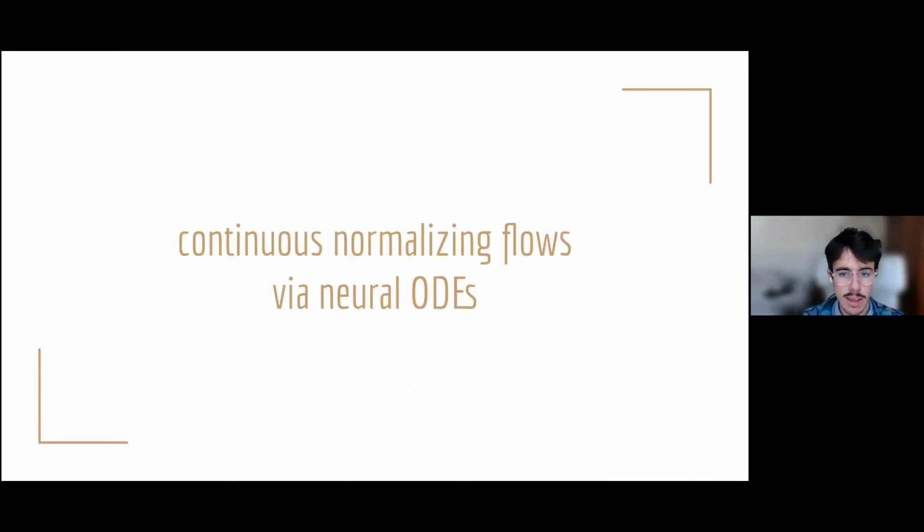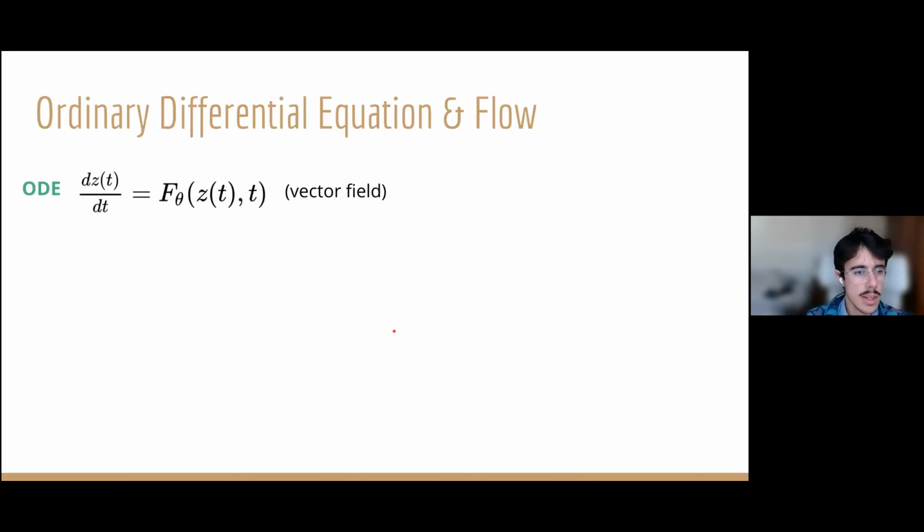So now another class of methods is continuous normalizing flows, which are based on parameterizing the flow as the solution of an ODE. Consider a curve parameterized by time, z_t, that lives on your manifold, and define its temporal derivative to be equal to a vector field, which defines an ordinary differential equation. A vector field is basically a map that takes a point from your manifold, maybe some time component, and outputs a tangent vector.